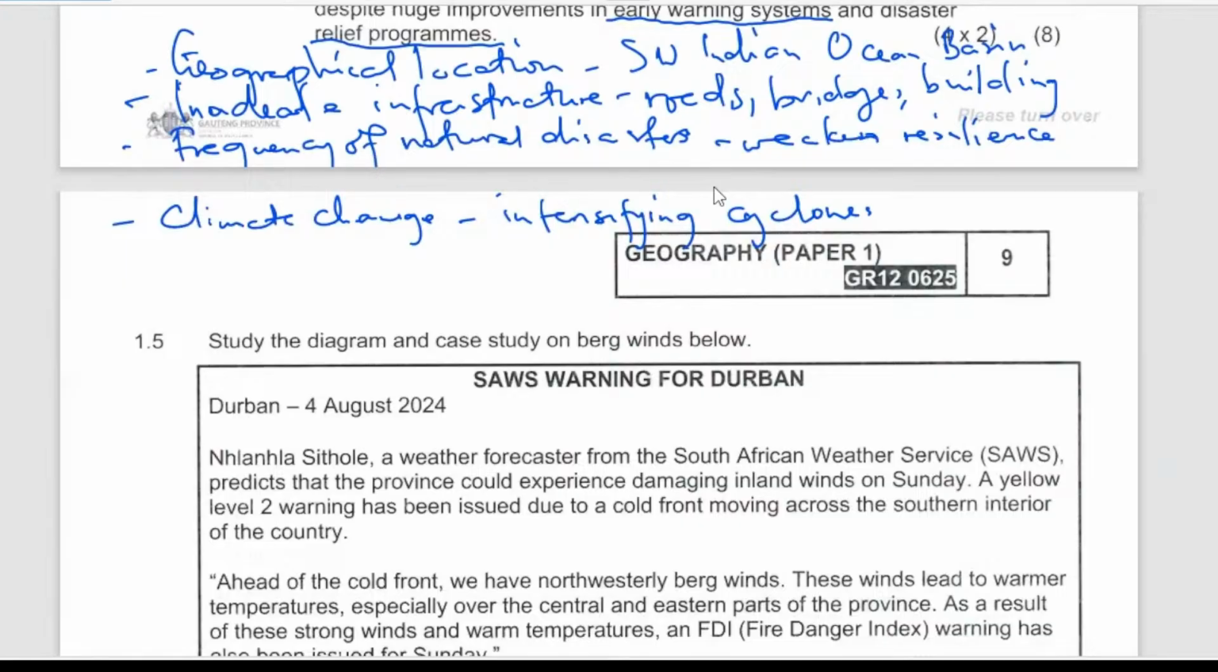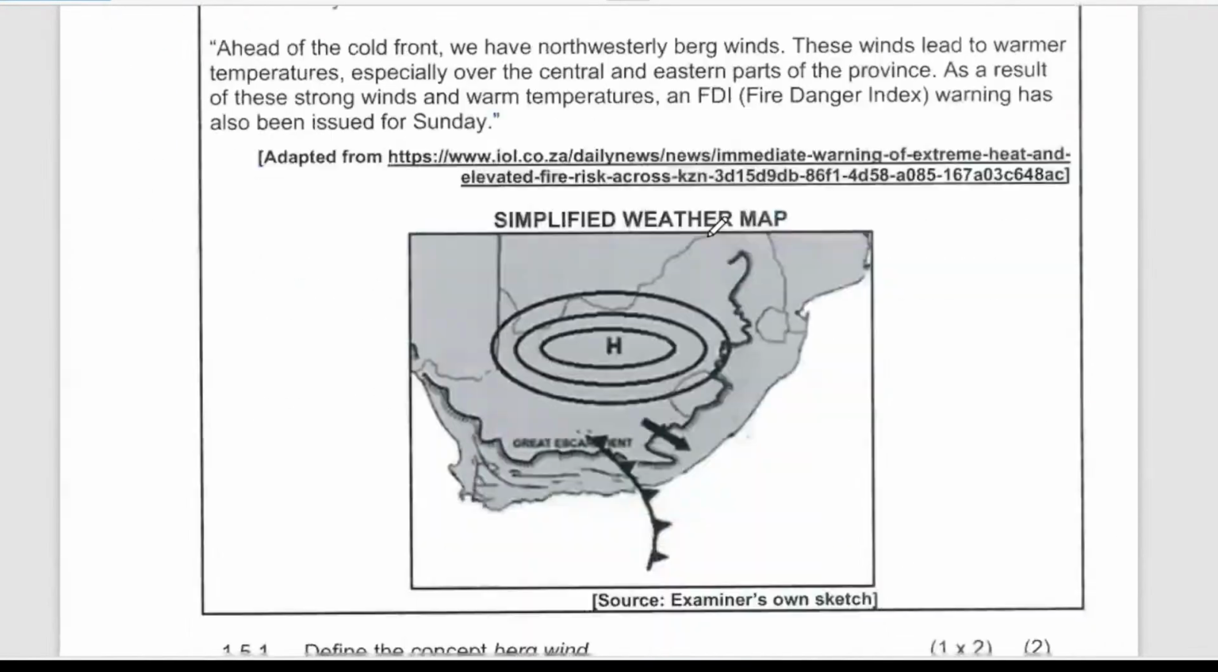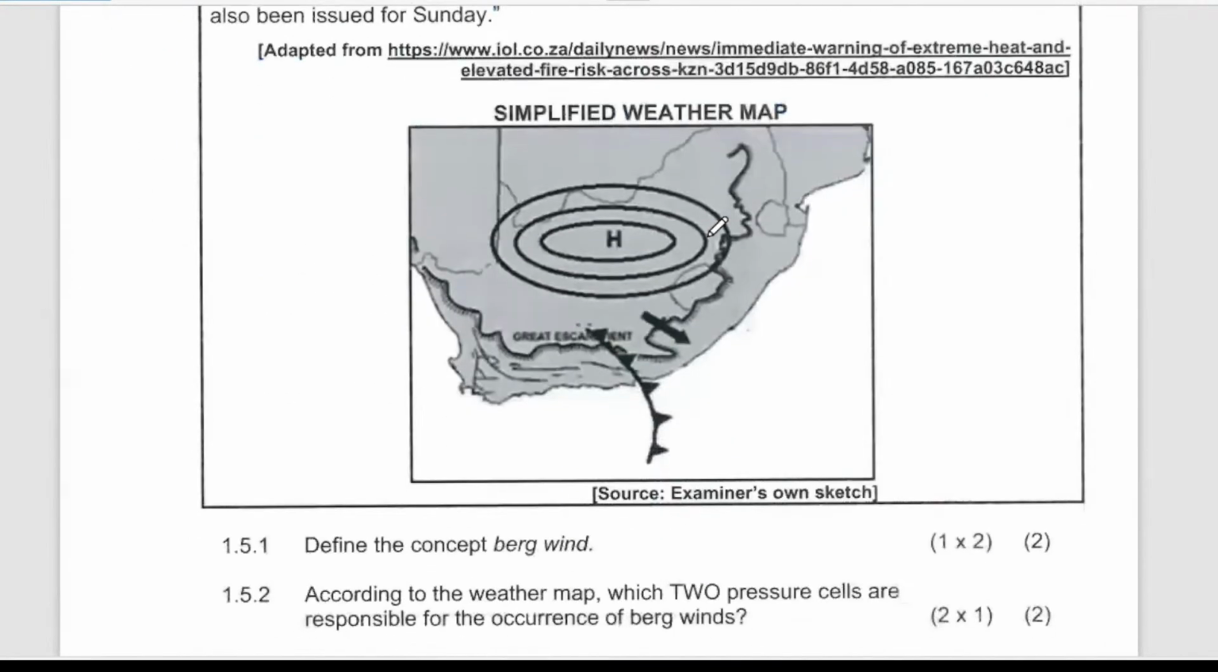We move on to question number 1.5, which is based on warning for Durban. Right, on our map we understand this is a cold front, which signifies the movement of the mid-latitude cyclone. And if we check over the interior, we have the high pressure cell, which is typical of the Kalahari high pressure cell. Right, let's analyze our questions. Define the concept Berg winds.